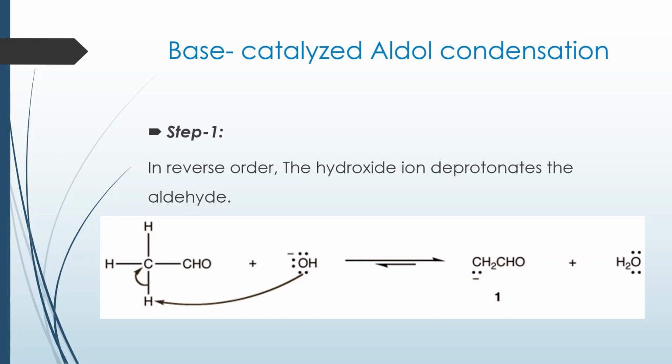Now step 1 of this base catalyzed aldol condensation reaction. As you can see here, this is an acetaldehyde molecule with 3 alpha protons. This is the first alpha proton, this is the second alpha proton, and this is the third alpha proton. As we all know that base has a capacity to abstract alpha protons, so in the very first step of this base catalyzed aldol condensation, this base abstracts this alpha proton to produce this carbanion.